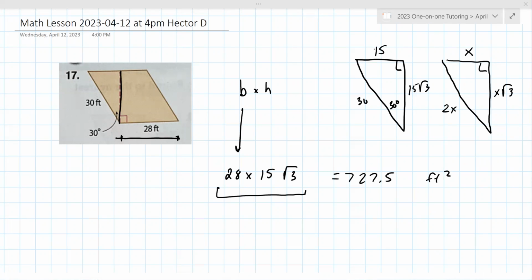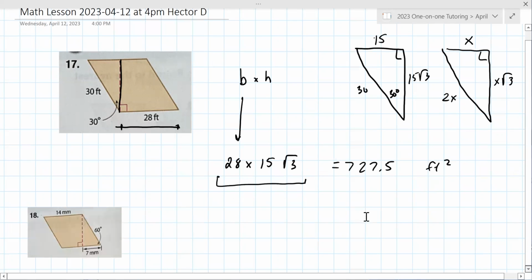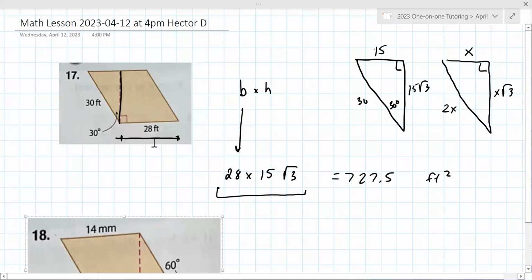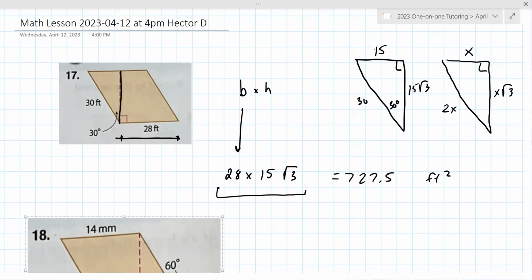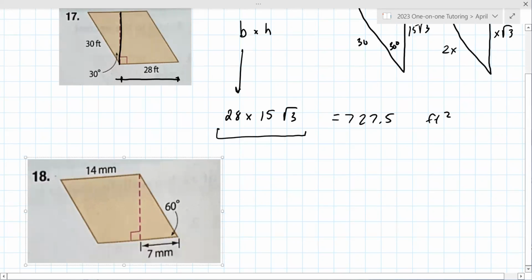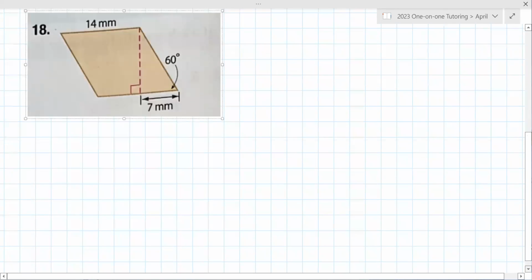So 18, really similar. We're going to have to calculate one of the lengths. So you're finding the area of this. Area is base times height. The base is given. Oh, yeah, that's right. We had to calculate the height. And the height is 15 square root of 3. Yes. Okay.